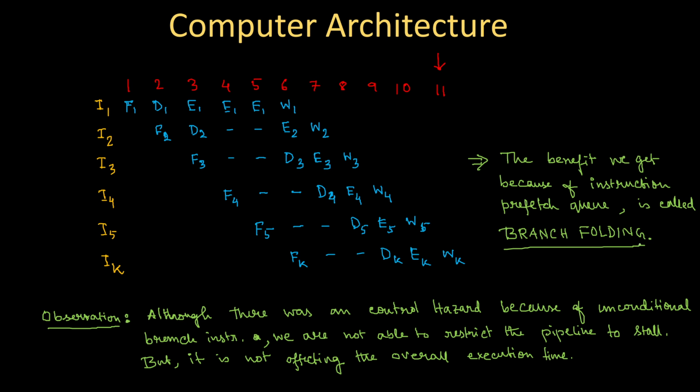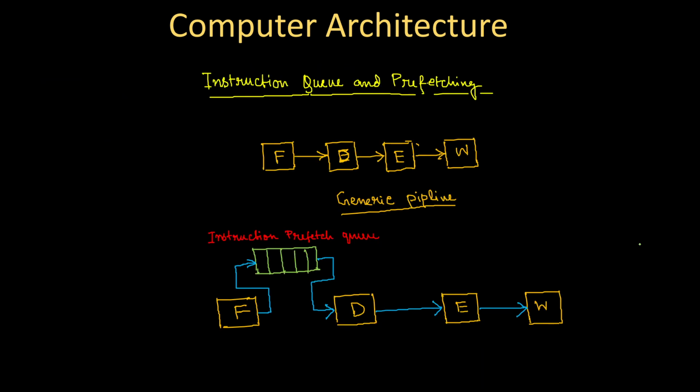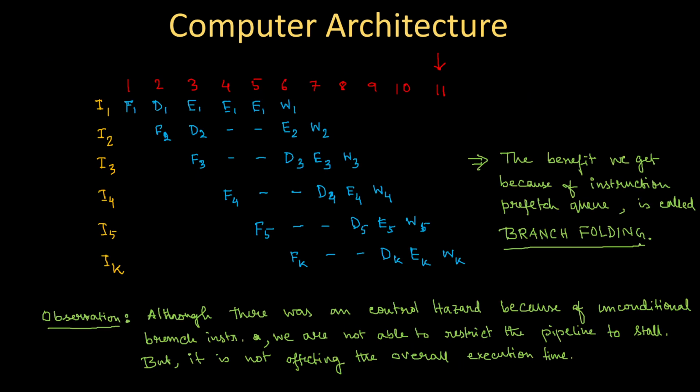So this instruction prefetch queue is a very fruitful solution for overcoming the problem we can face with unconditional branches, right? In the next class we will discuss the other types of branching cases, for example conditional branch, and other difficulties we can face in that situation.